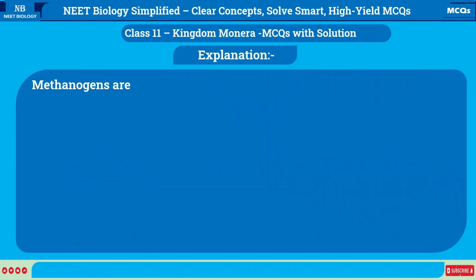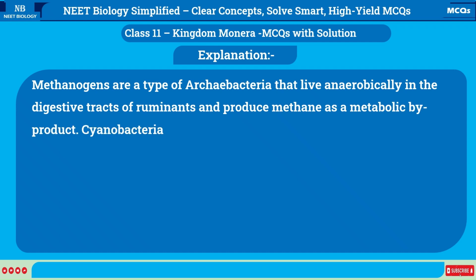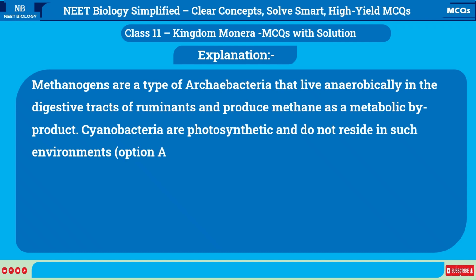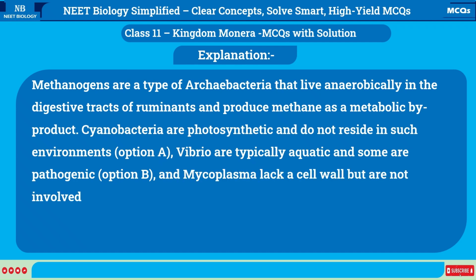Explanation: Methanogens are a type of Archaebacteria that live anaerobically in the digestive tracts of ruminants and produce methane as a metabolic byproduct. Cyanobacteria are photosynthetic and do not reside in such environments, option A. Vibrio are typically aquatic and some are pathogenic, option B. And Mycoplasma lack a cell wall but are not involved in methane production, option D.